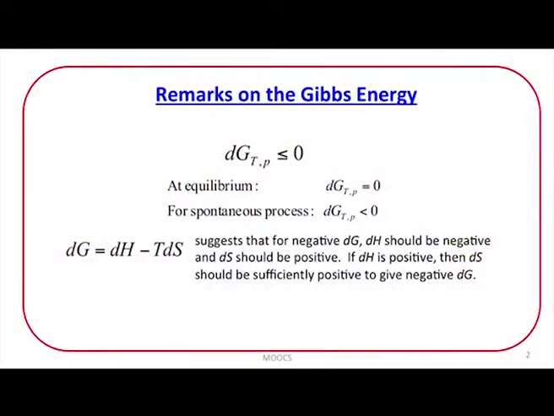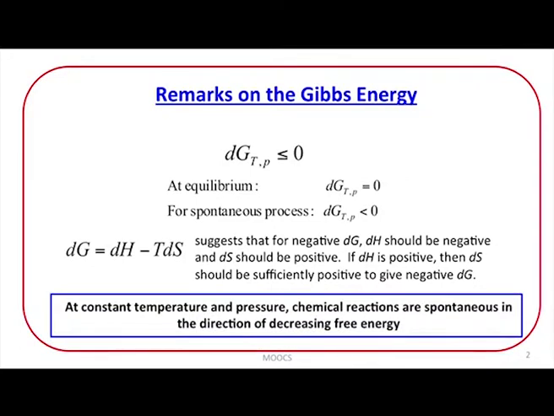For a small change, dG is equal to dH minus TdS. So, obviously, for dG to be negative, that will be supported by a negative value of dH and a positive value of dS. However, even if the reaction turns out to be endothermic, if dH is positive, then there has to be a sufficient increase in the entropy of the system, that is dS should be sufficiently positive, so that minus TdS overcomes dH to give a negative value of dG. Therefore, let us make this comment that at constant temperature and pressure, chemical reactions are spontaneous in the direction of decreasing free energy.